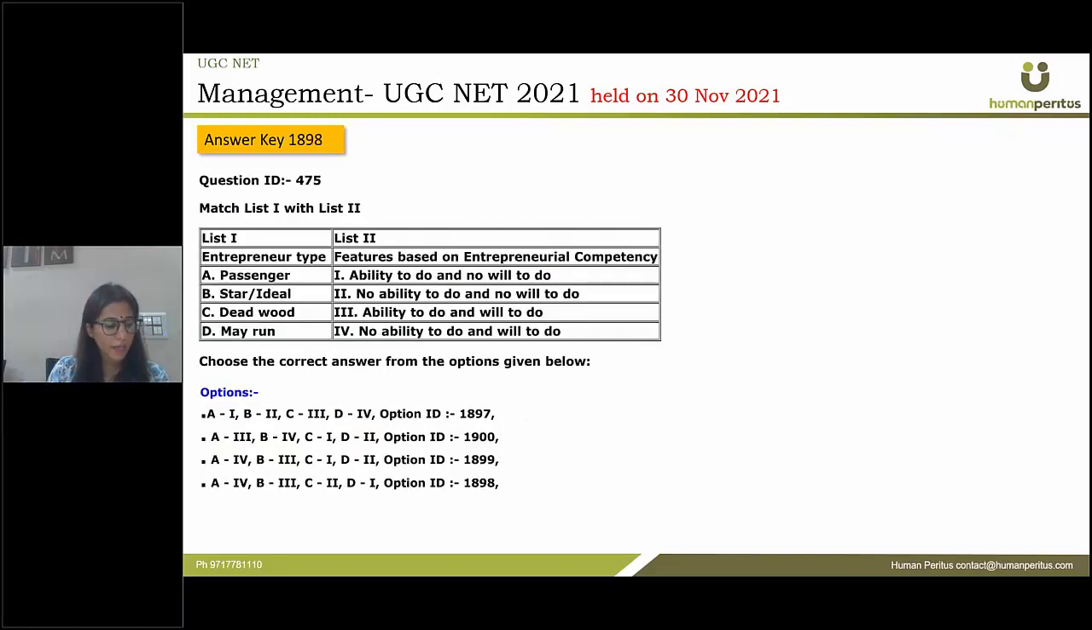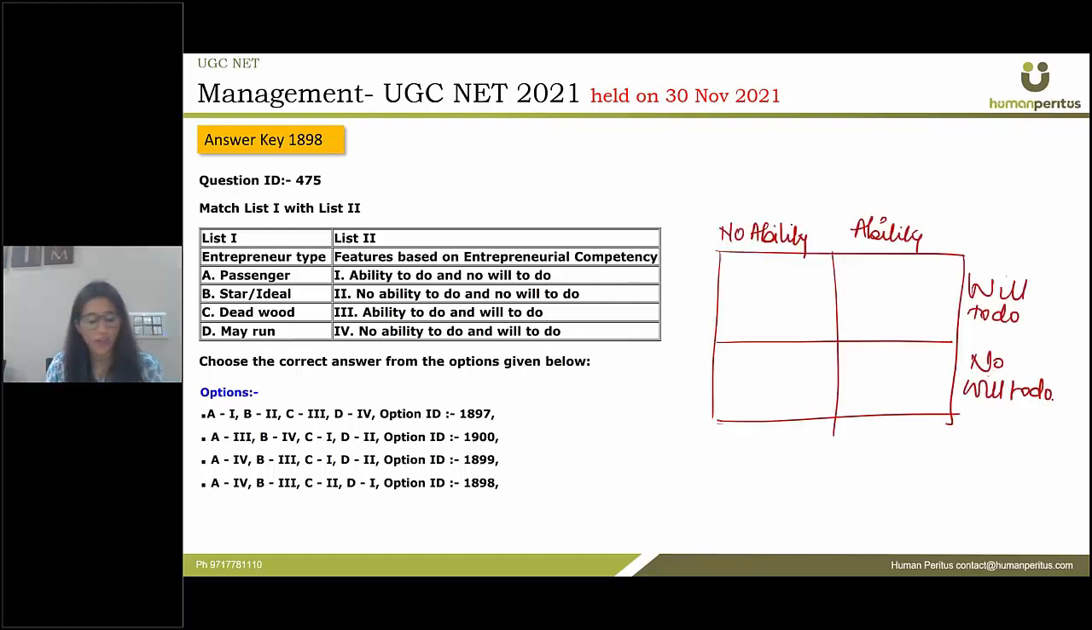Next question. Match the following. In list 1, entrepreneur type is given, and in list 2, the features based on their competencies is given. Now this can be done with the help of a box. If you learn the kind of entrepreneurs and their competencies in this way, like by making a box, it would be very easy for you to crack this question. First one is passenger. Next is the star or ideal. Another one is deadwood. Another one is may run.